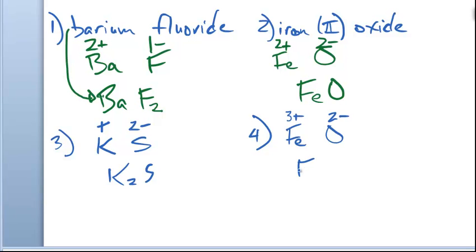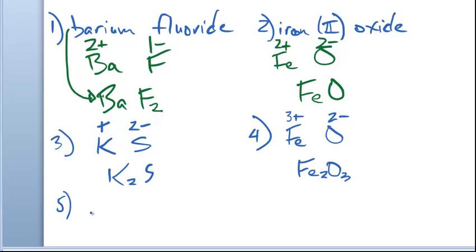Okay, so here, this is a good case for the crisscross method. So the 3 on the charge for iron comes down here, becomes the subscript for oxygen, and the 2 from the 2- comes down here to become a subscript 2. So the formula for iron 3 oxide is Fe2O3. All right, let's go on to number 5. Just checking my time. Okay, we're doing good. Lithium bromide is number 5.